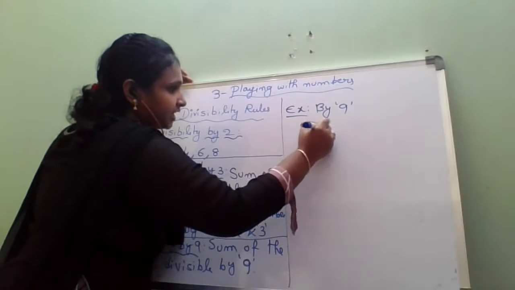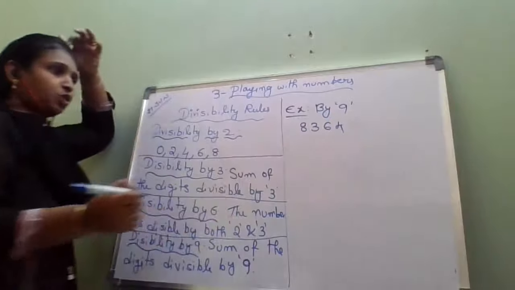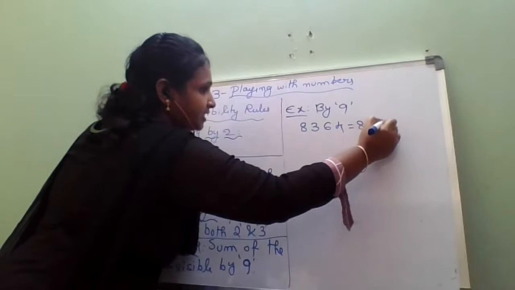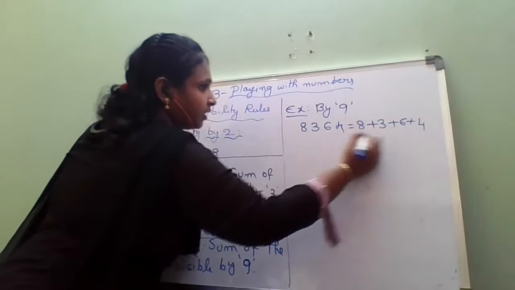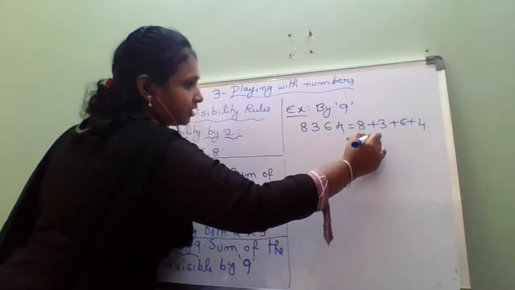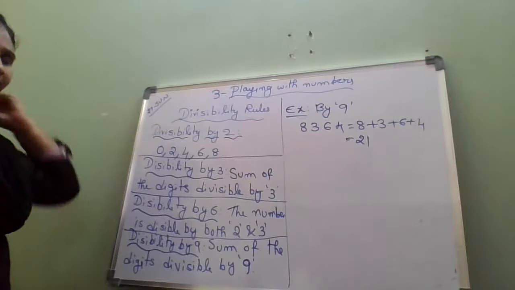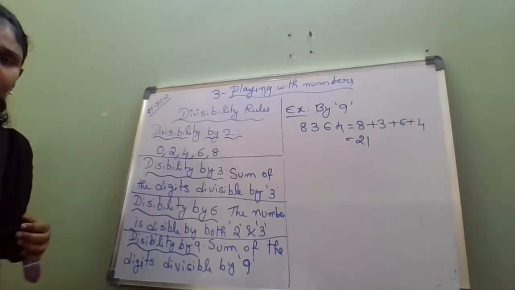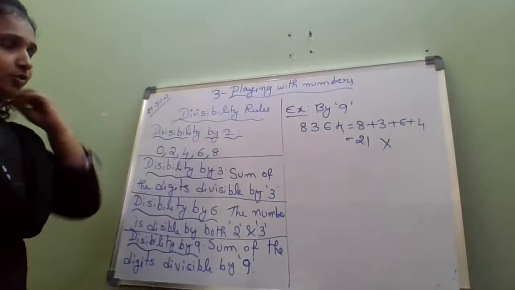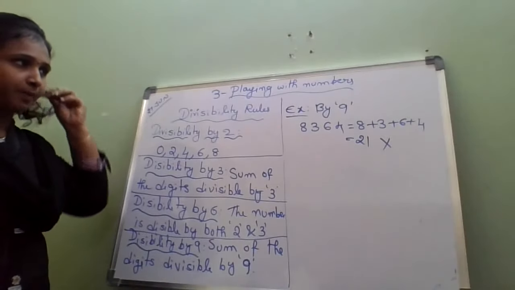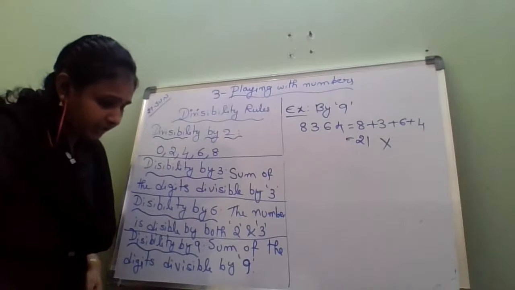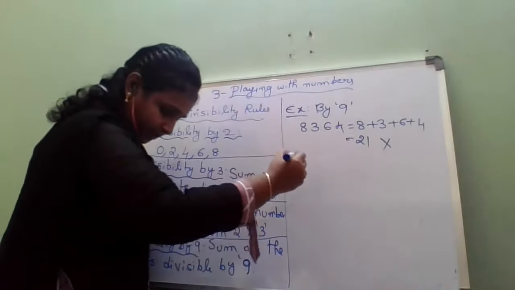Okay. 8, 3, 6, 4. So how do we check the divisibility by 9? Sum of the digits. 8 plus 3 plus 6 plus 4. 6 plus 4 is 10, 10 plus 8 is 18, plus 3 is 21. Is 21 divisible by 9 or not? Not divisible. So 21 is not divisible by 9. Okay. Next, let's take one more example.